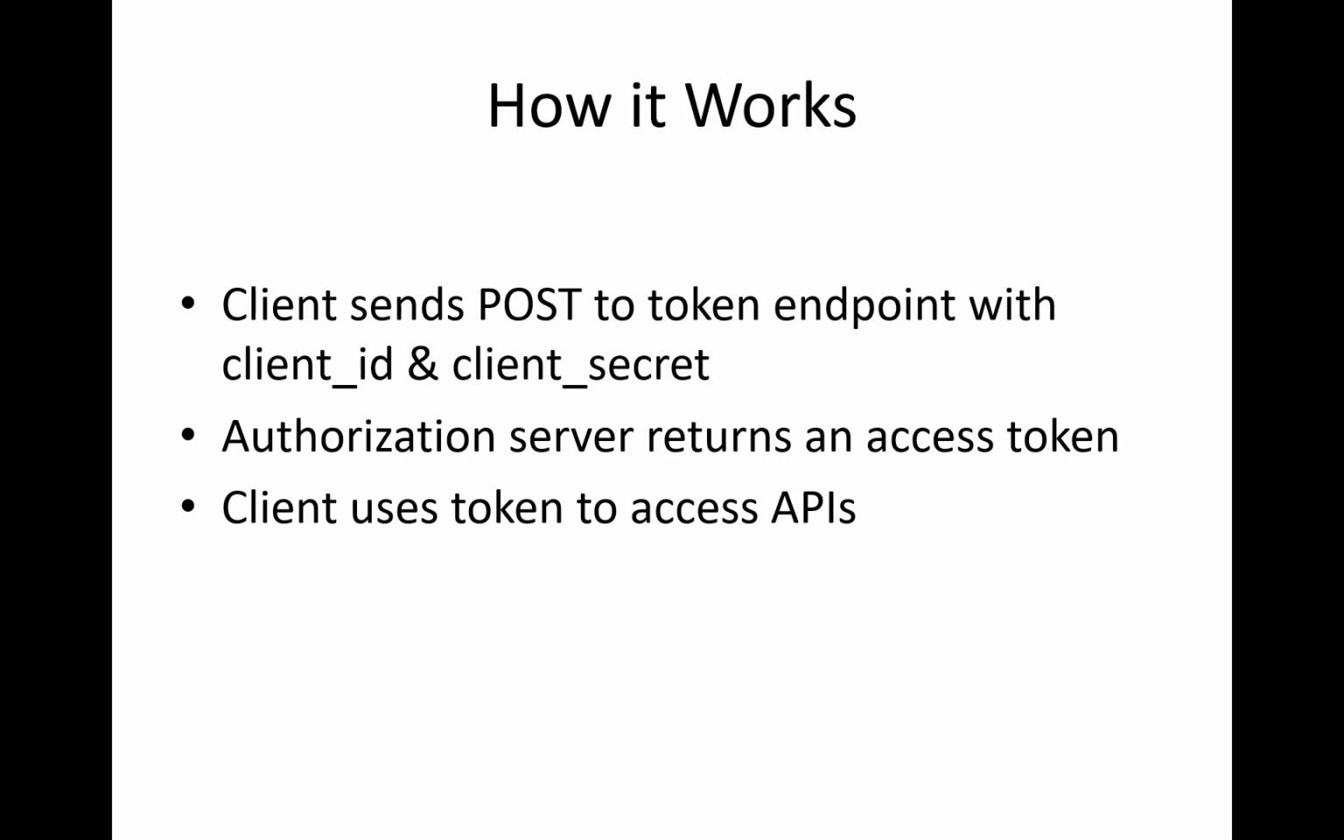Step 3. The client uses this token to call the resource server or API. Step 4. The resource server checks the token and enforces authorization rules based on scopes or claims embedded in the token. Important to note, this flow does not return a refresh token. If the access token expires, the client simply requests a new one.